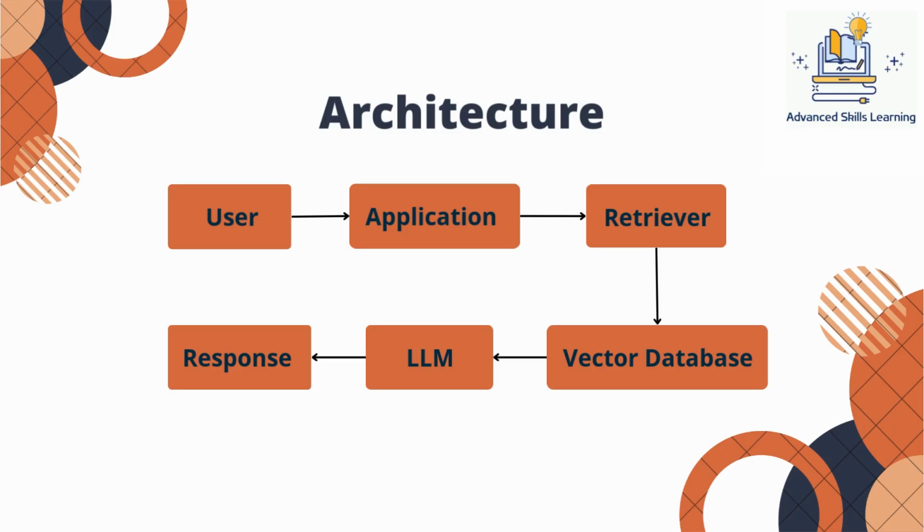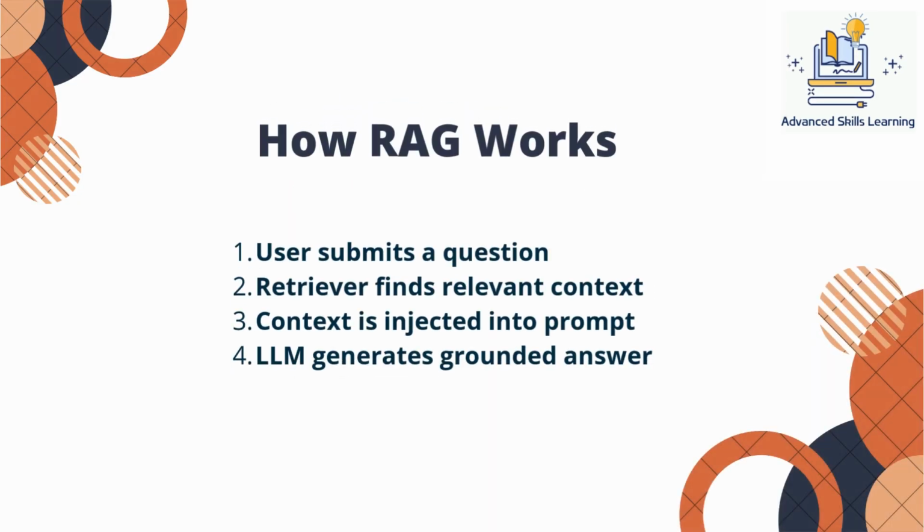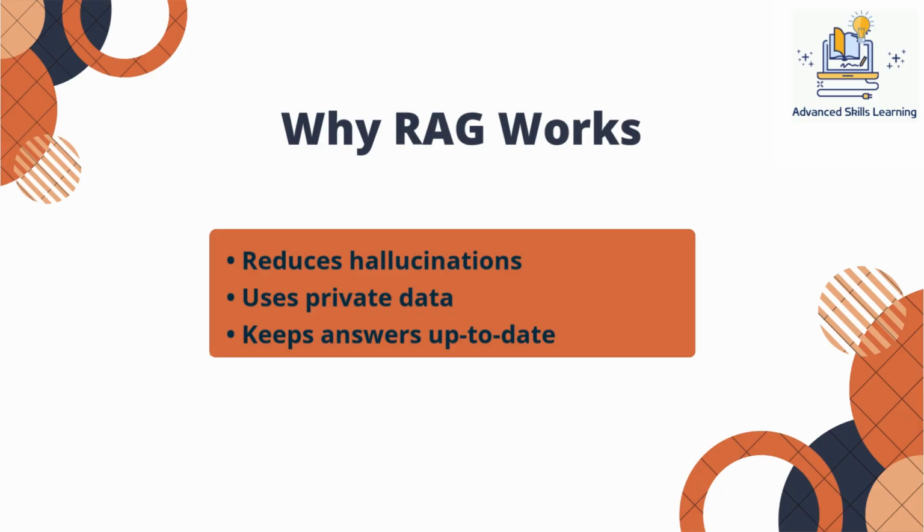Here is the step-by-step flow. First, the user submits a question. Second, the retriever finds the most relevant embeddings from the vector store. Third, the retrieved context is injected into the prompt. Finally, the language model generates an answer that is accurate and context-aware. This approach dramatically reduces hallucinations because the model is no longer relying solely on its internal knowledge. It is responding based on real data provided at inference time. That is why RAG is especially well suited for enterprise use cases.